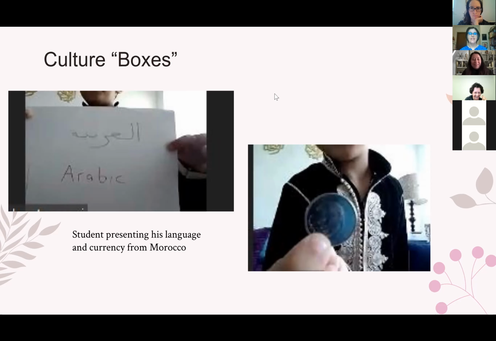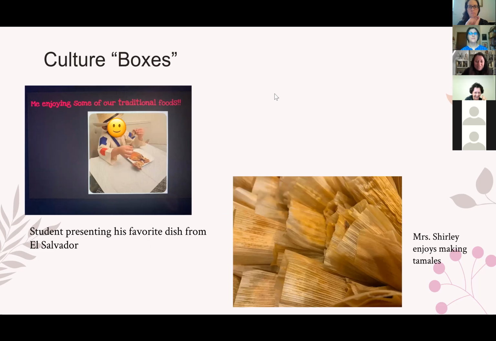It's on the bottom right, the tamales, and on the top left is a student eating his famous dish, or favorite dish, from El Salvador. He's really enjoying that, and he's dressed in his attire. The culture box project also presented us with the opportunity to invite parents to realize that there were other parents who share the same home language, and they wanted to have this community amongst themselves, help each other out, translate for one another. So it was just a very supportive virtual class community.